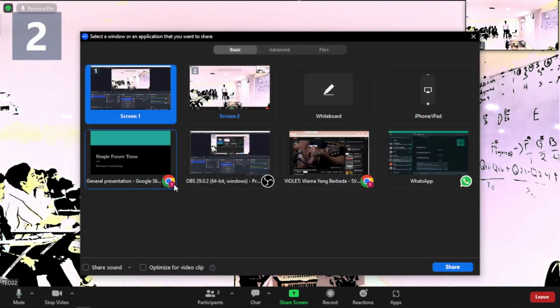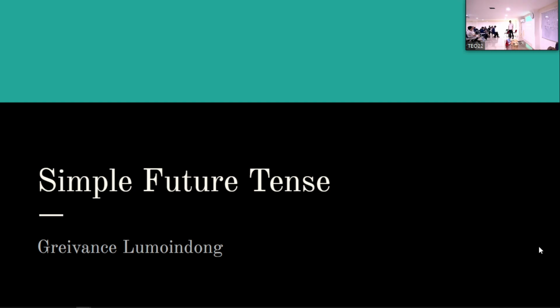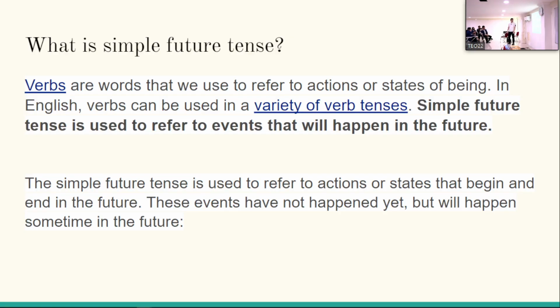Okay, Shalom class. Today we'll be talking about simple future tense. So what is simple future tense? As we know, verbs are words that we use to refer to actions or states of being. And in English, verbs can be used in a variety of verb tenses. Simple future tense, like what my friends have said before, is used to refer to events that will happen in the future, so it hasn't happened yet. Simple future tense is used to refer to actions or states that begin and end in the future. These events have not happened yet, but will happen sometime in the future.